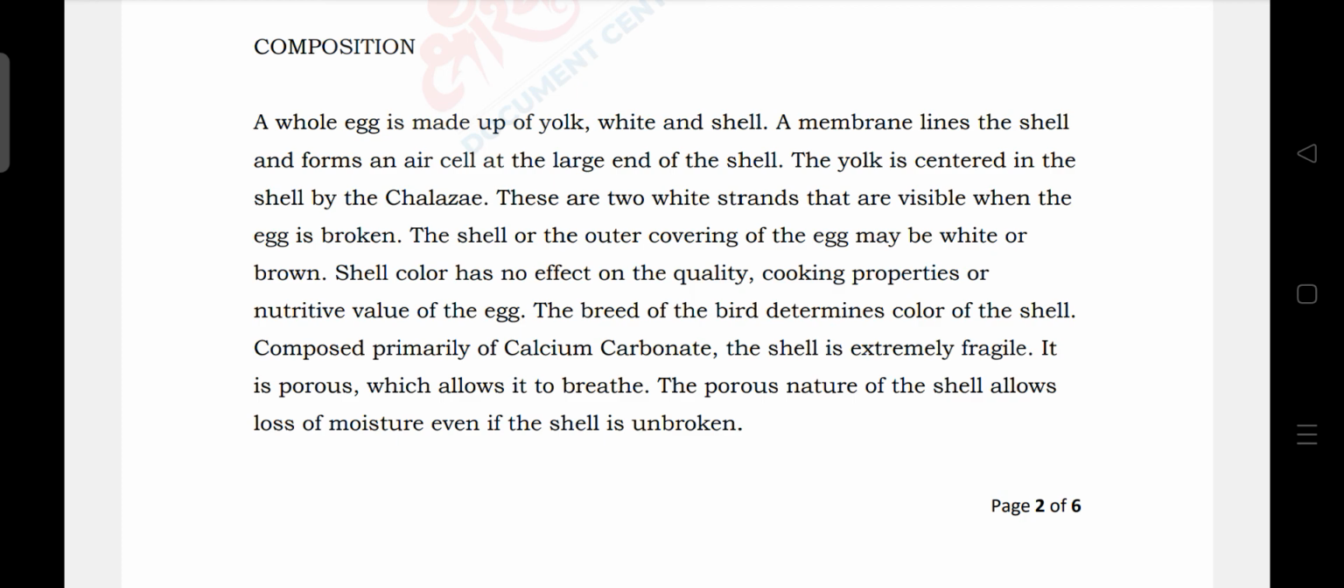The shell, or the outer covering of the egg, may be white or brown. The shell color has no effect on the quality, the cooking properties or the nutritive value of the egg. The breed of the bird determines the color of the shell. It is composed primarily of calcium carbonate. The shell is extremely fragile. It is porous, which allows it to breathe. The porous nature of the shell allows loss of moisture even if the shell is unbroken.